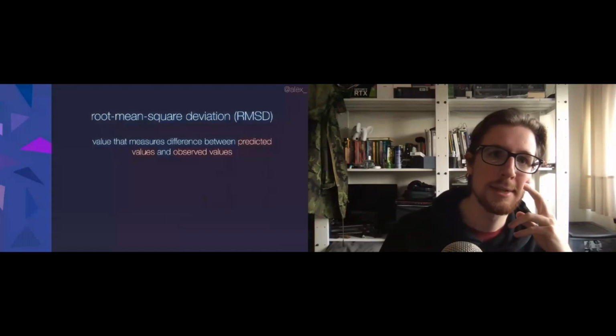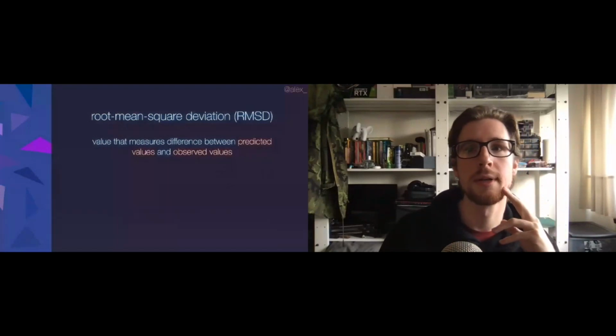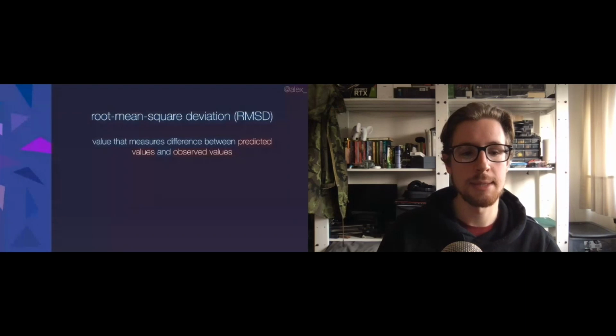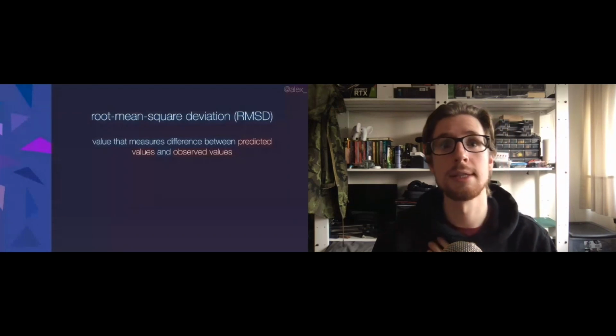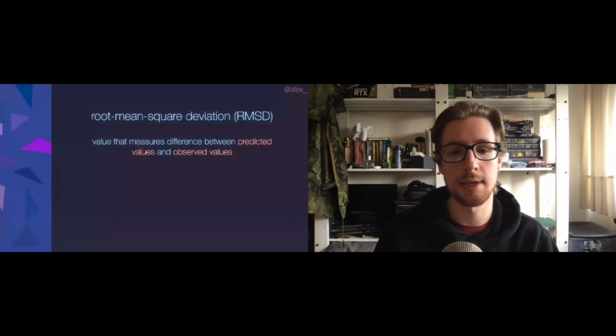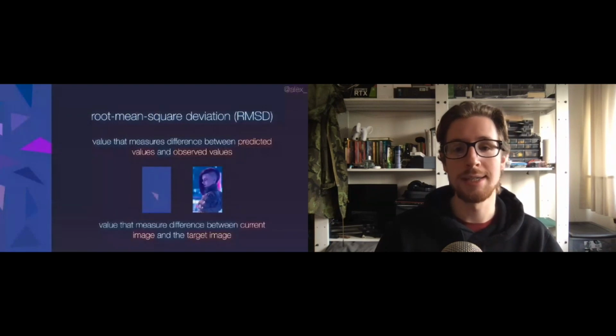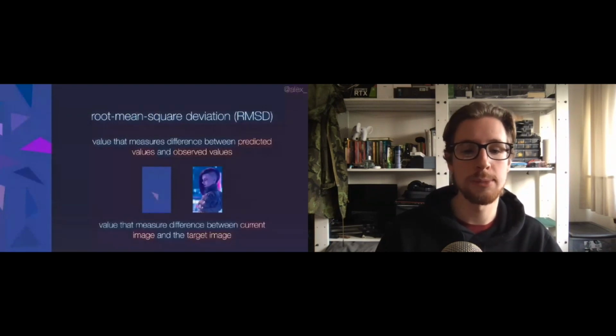In statistics, there's this thing called the root mean square deviation, or RMSD, or deviation for short. It's a value that measures a difference between a predicted value and an observed value, which probably tells you nothing. It has applications in statistics, machine learning, and image processing. So if we change the definition, and since we're scoring images, we can basically say that the root mean square deviation is a value that measures the difference between our current image and the target image. Or even shorter, if that was all completely over your head: how different are these images?